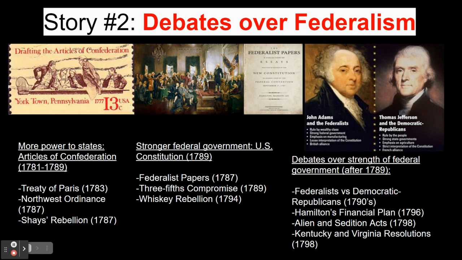So our second story is debates over federalism, and this story is essentially about the formation of a new government following the American Revolution. Even before the fighting of the American Revolution was over, it was clear that Americans wanted to create a republican form of government that would protect the rights of the people and give them more say in the government as a whole. However, what that would look like in practice became a subject of great debate in the years after the fighting was over. Specifically, there were a lot of arguments over how much power should be concentrated in the central government versus the individual states. And that's what we're seeing play out in this story.